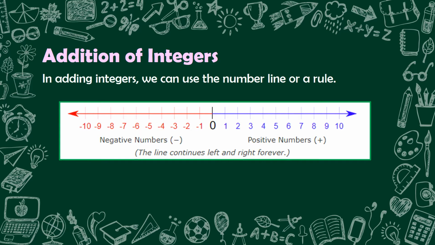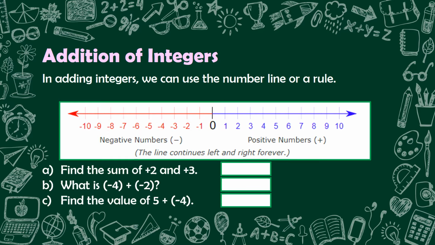First, I will teach you how to use the number line. Let us have these three examples. A. Find the sum of positive 2 and positive 3. Always remember that positive numbers mean movement to the right and negative numbers are the movement to the left. So let us first have positive 2 on our number line. Then add positive 3, or 3 movements to the right, so we will arrive at 5. So the sum of positive 2 and positive 3 is equal to 5.